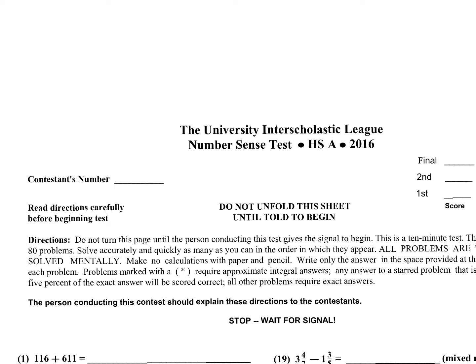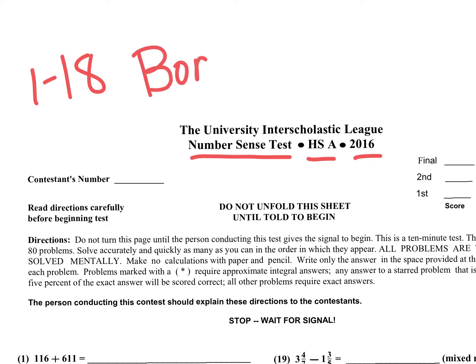Okay, today in this video I'm going to go over the UIL Number Sense test, High School Test A from 2016. I'm going to go over the first column, which is the first 18 problems, 1 through 18, and then I'm going to have some bonus problems from the second column. So if you hang around to the end, I'll cover some bonus problems and some special tricks that you might like. So let me just go over a few basic rules.